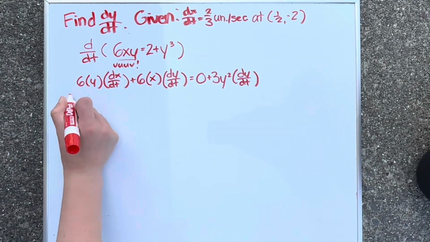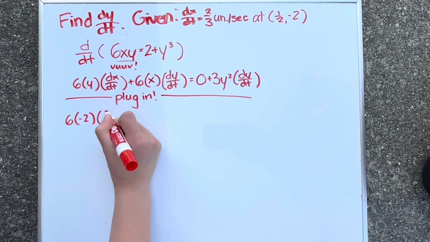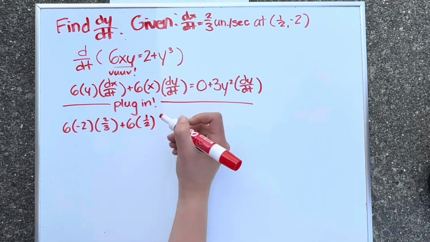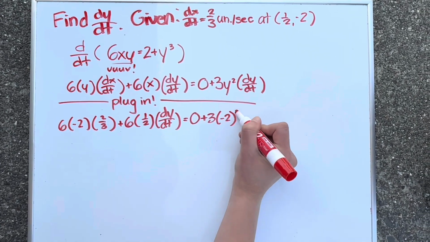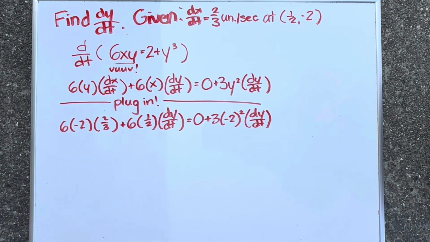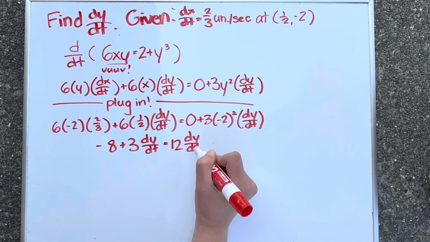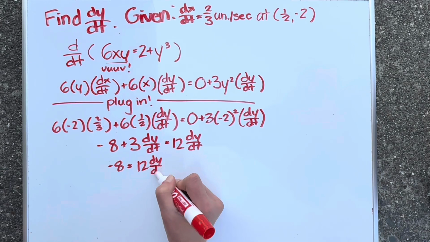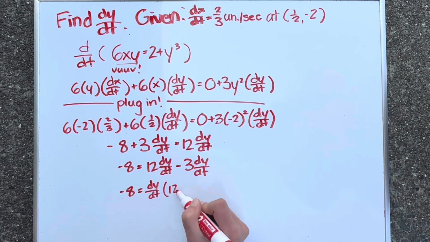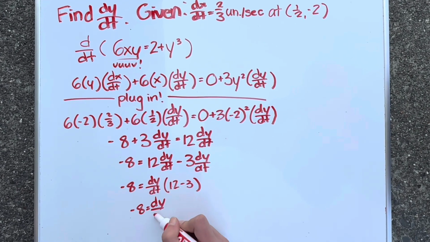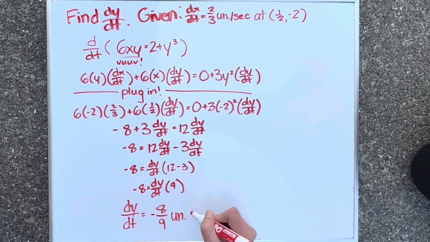Here, we now plug in what we are given. Plug in the -2 for the y, the 1/2 for the x, and the 2/3 for the dx/dt. You can solve from there, basic algebra, to solve for the dy/dt equaling -8/9 unit per second.